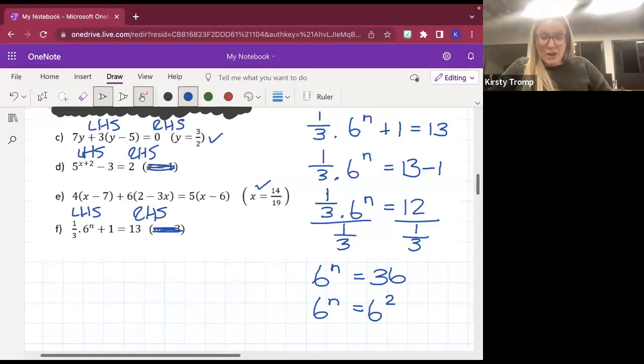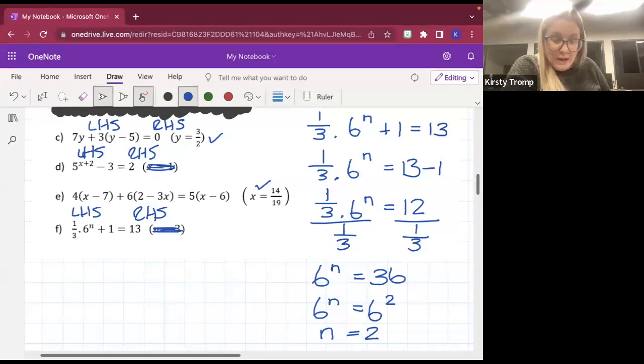Now, have I got 6 on one side and 6 on the other side as a base? Are my bases the same? 6 and 6, do you see it? Good. Guys, be careful about saying cancel. We're not canceling the bases. We're saying if the bases are the same, we're going to drop the bases, and because 6 and 6 are the same, it's the same as saying n is equal to 2.